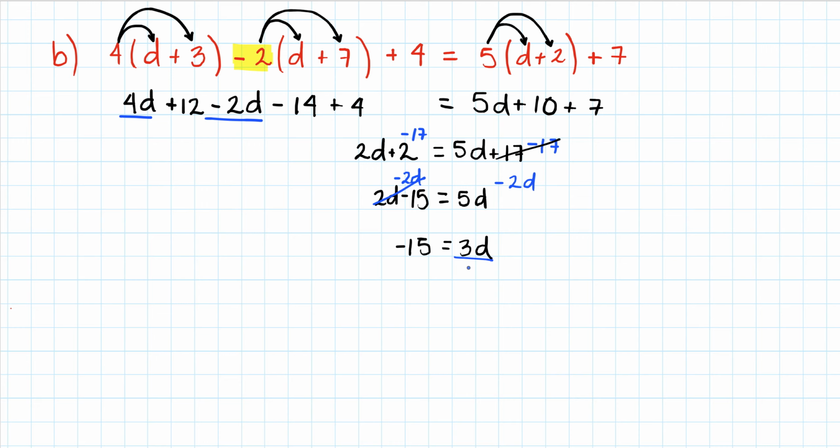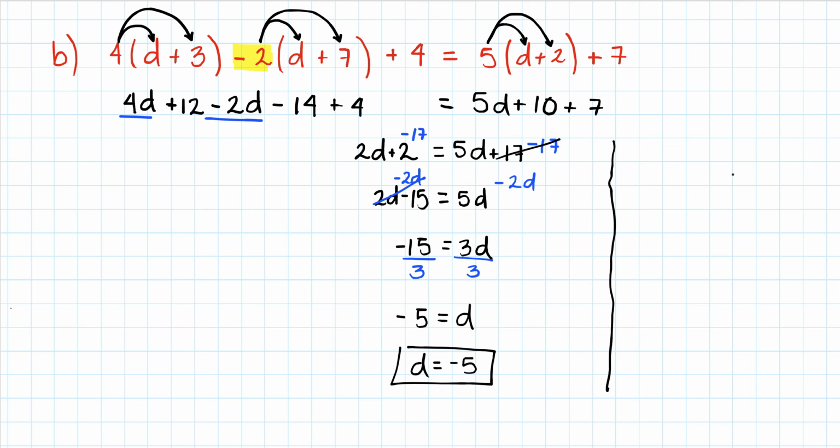Then what do I have to do? Divide both sides by 3. And then I get -5 equals d, or I can write it as d equals -5. This is my answer. I just want to show you that here, when I decided to go this way, if I have gone the other way around, I will get to the same answer. I want to show you what I will get.